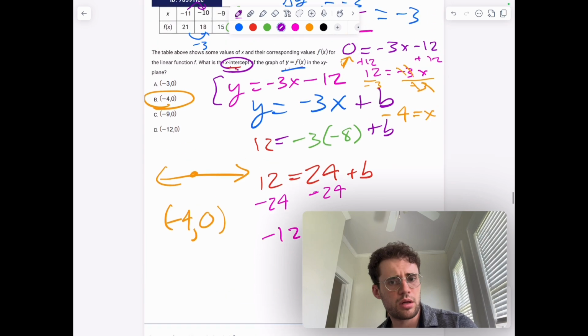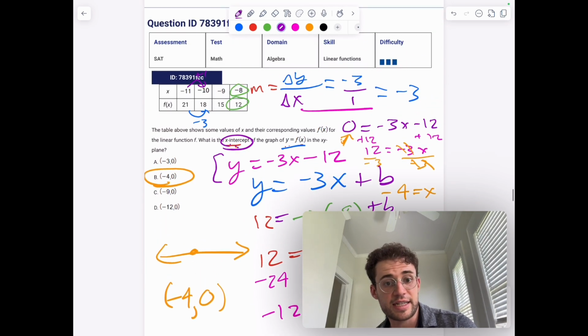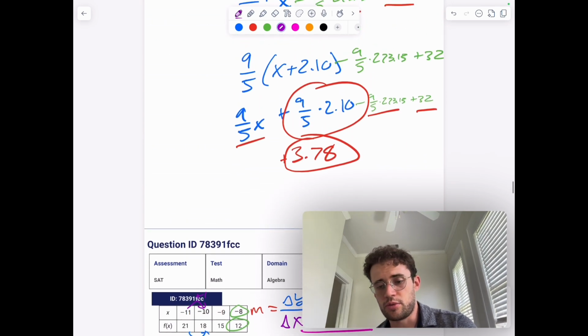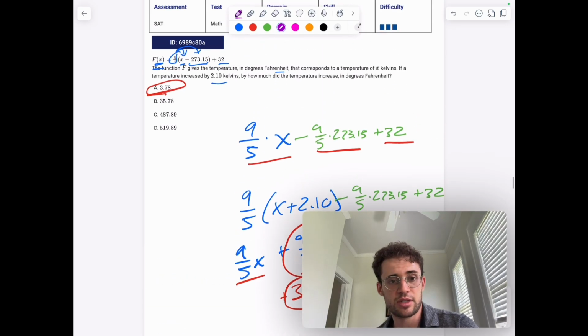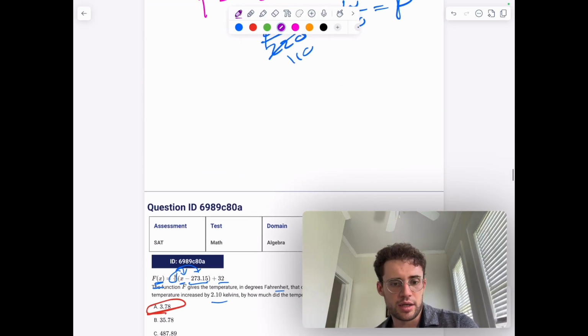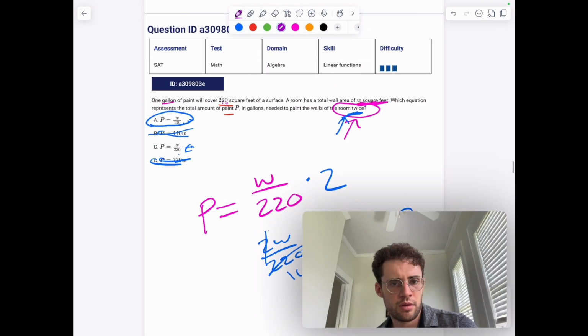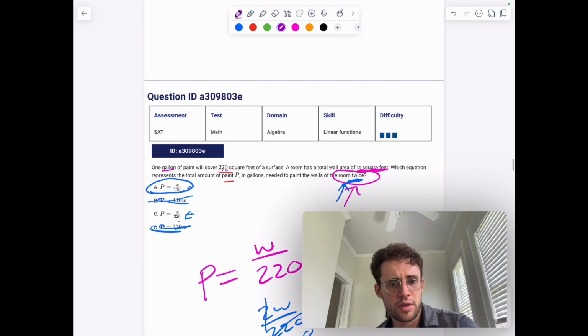Another word problem. Here's finding the x-intercept from a table. So you're probably used to finding the y-intercept from a table, but you might also have to do the x-intercept. And this was the Fahrenheit one. They had 2 like this.